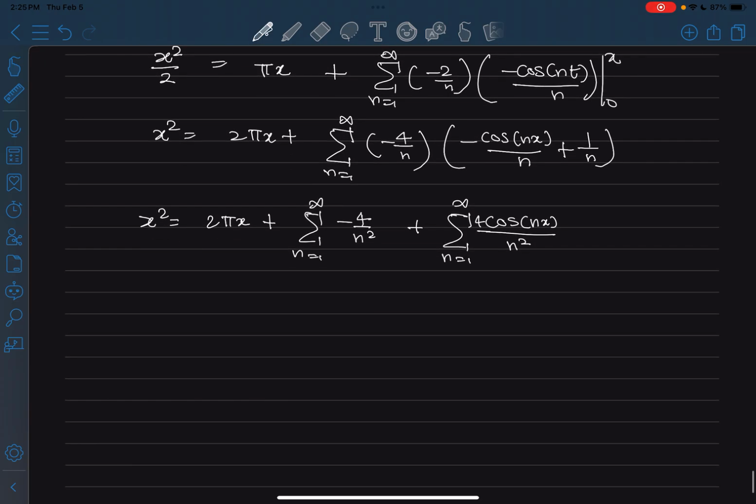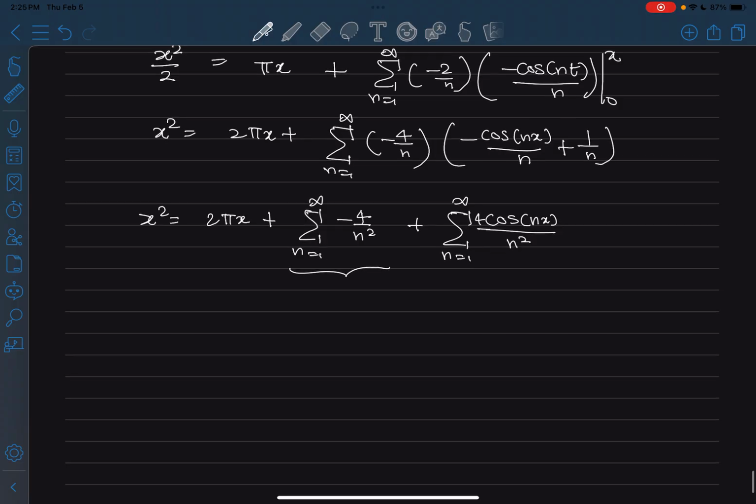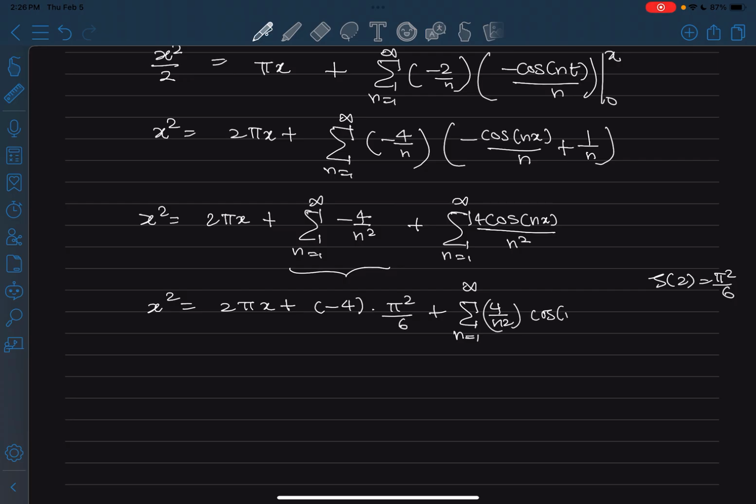And then now we know that this is just zeta of 2 times minus 4. So that will be minus 4 times pi square over 6, right? Because we know that zeta of 2 is pi square over 6. Okay. Plus sum from n equals 1 to infinity of 4 over n square and then cosine of nx.